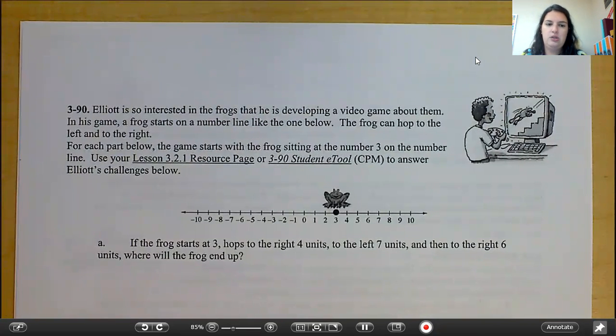390 says, Elliot is so interested in the frogs that he is developing a video game about them. In his game, a frog starts on a number line like the one below. The frog can hop to the left and to the right. For each part below, the game starts with the frog sitting on the number 3 on the number line. Use your 3.2.1 resource page to answer Elliot's challenges below.